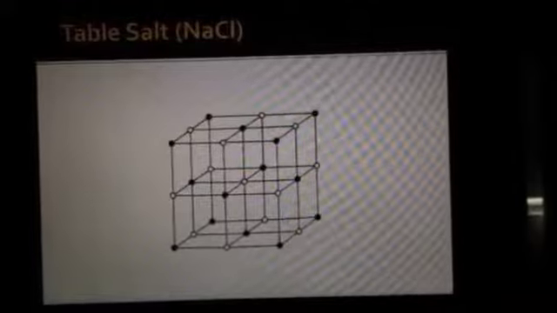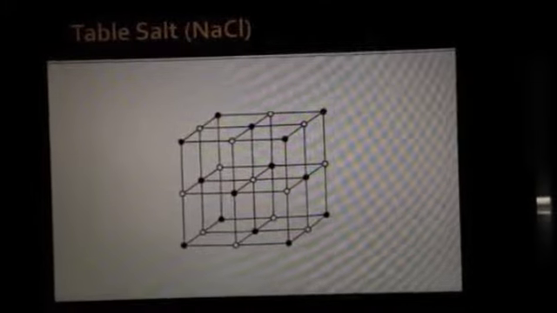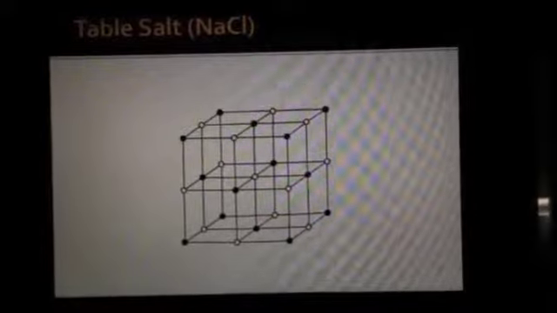Here's a picture of table salt. The black dots represent chlorine and the white dots represent the sodium.